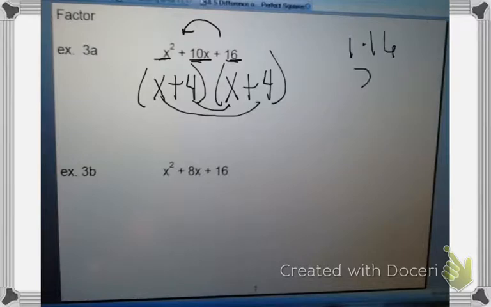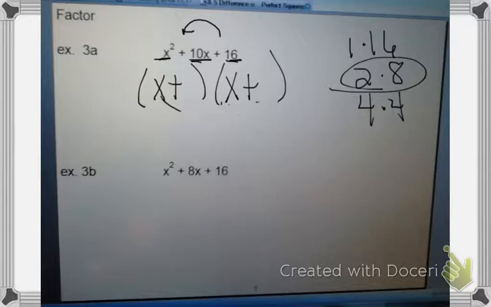List the factors of 16. Now which factors of 16 add up to get 10? 2 and 8. So it looked like a perfect square trinomial, but it wasn't. So you always have to check.